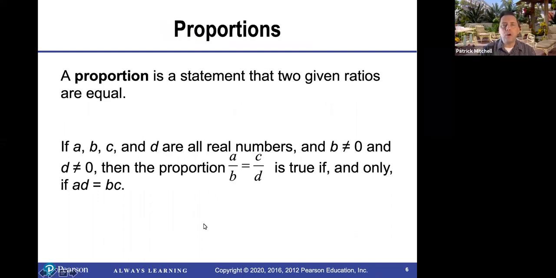That brings us to proportions. A proportion is a statement that 2 given ratios are equal. So it's a type of equation.